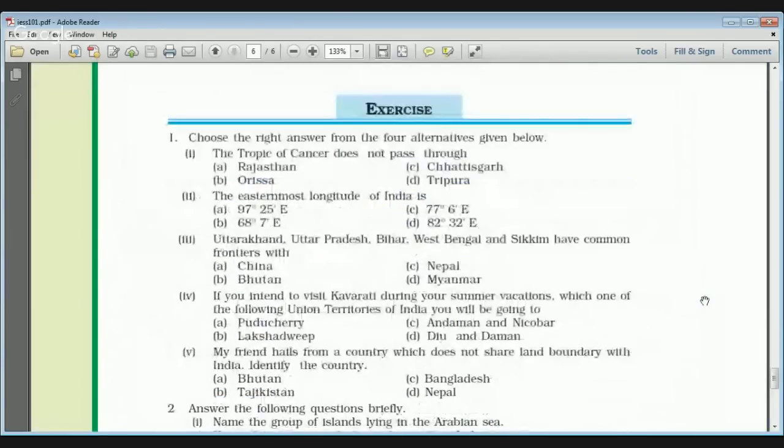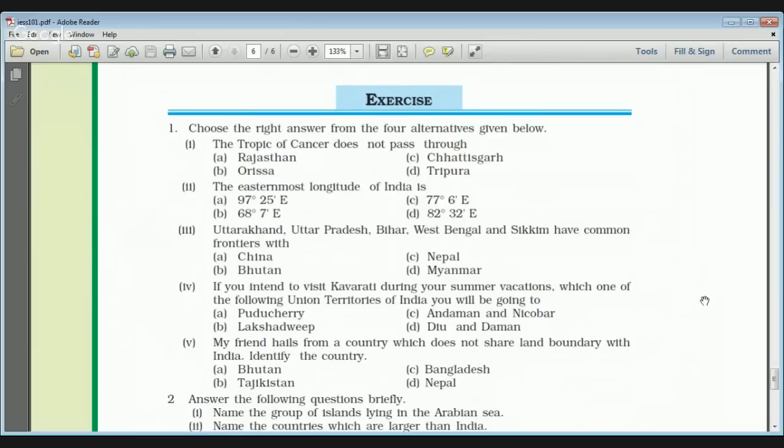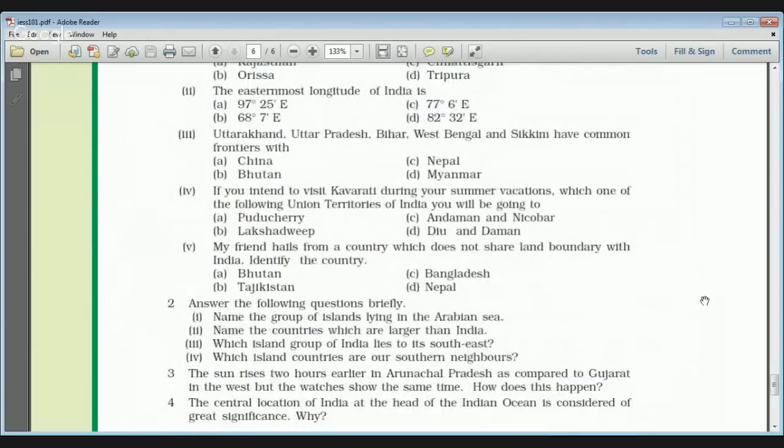The second question is that the easternmost longitude of India is 97 degrees 25 minutes east. That is part A. Then Uttarakhand, Uttar Pradesh, Bihar, West Bengal, and Sikkim have common frontiers or boundary with Nepal. So the answer would be C. And if one intends to visit Kavaratti, see, Kavaratti is the capital of Lakshadweep. So the answer would be B.